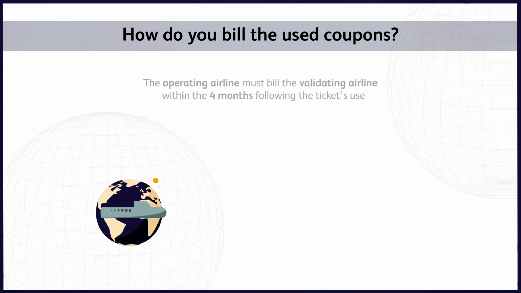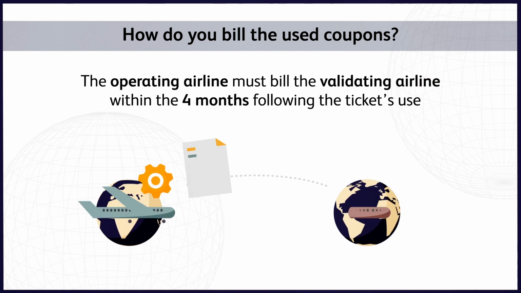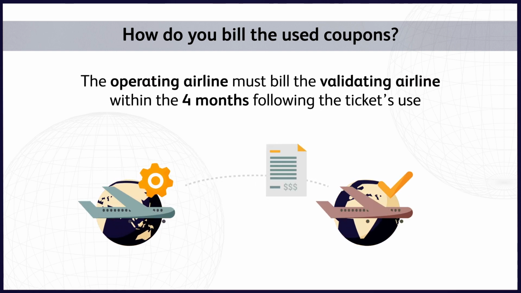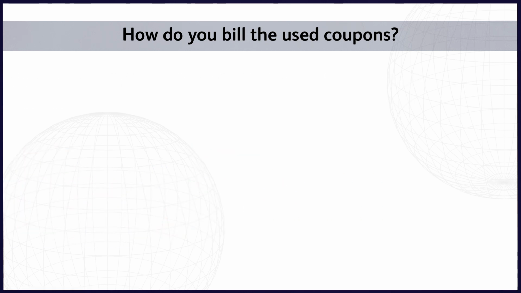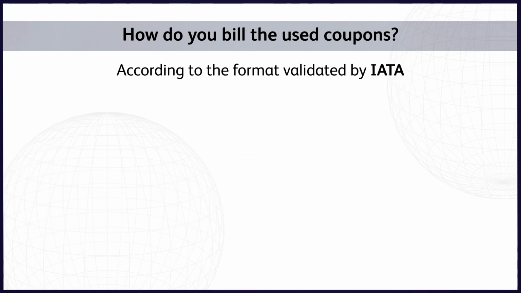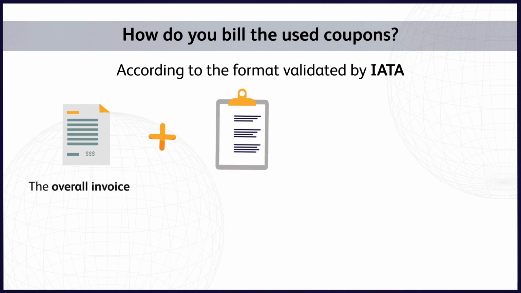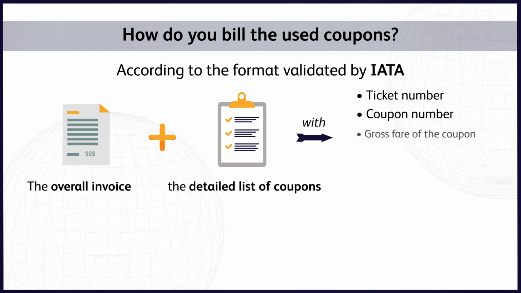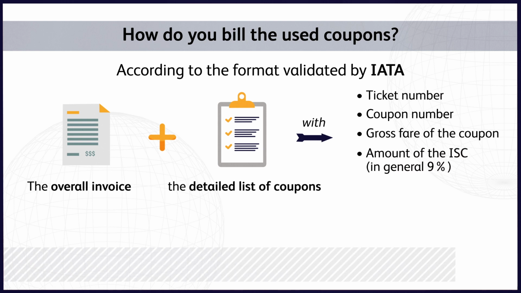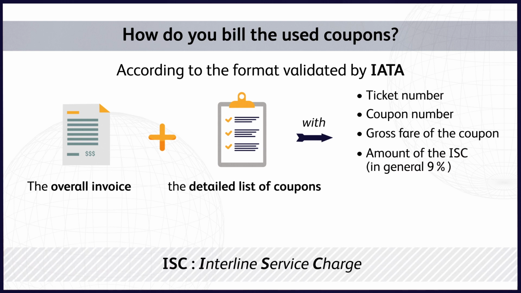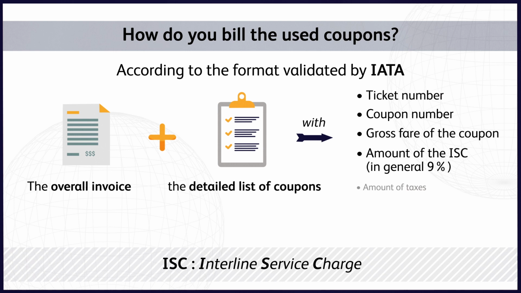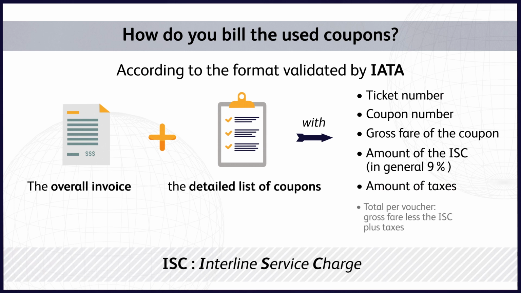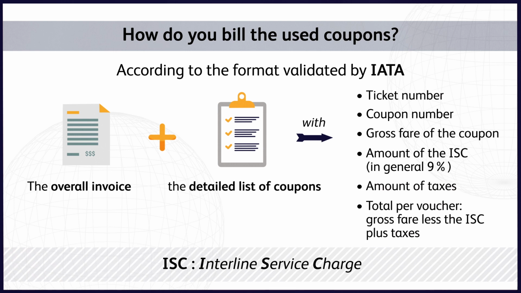The operating airline must bill the validating airline within 4 months following the ticket's use, according to the format validated by IATA. The overall invoice should include the detailed list of coupons with the ticket number, the coupon number, the gross fare of the coupon, the amount of the Interline service charges, ISC, in general 9% unless contrary provision, the amount of taxes, the total per coupon, gross fare less the ISC plus taxes.